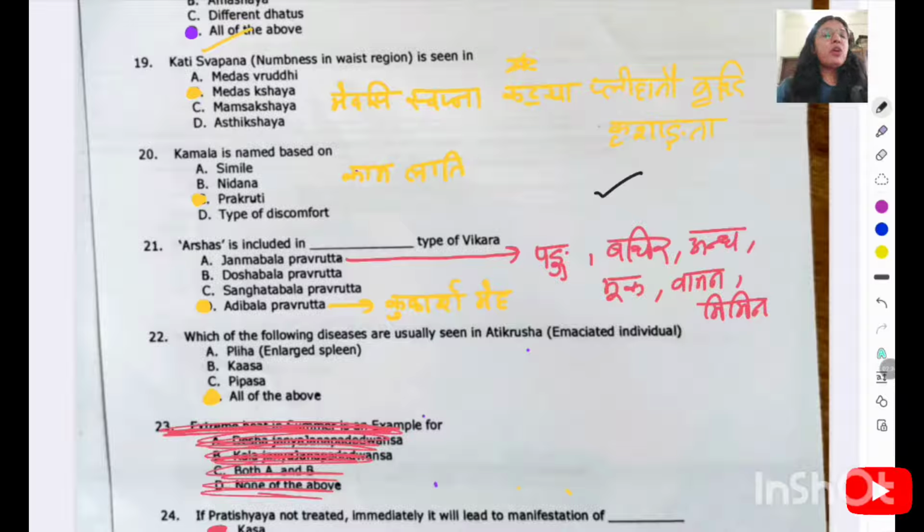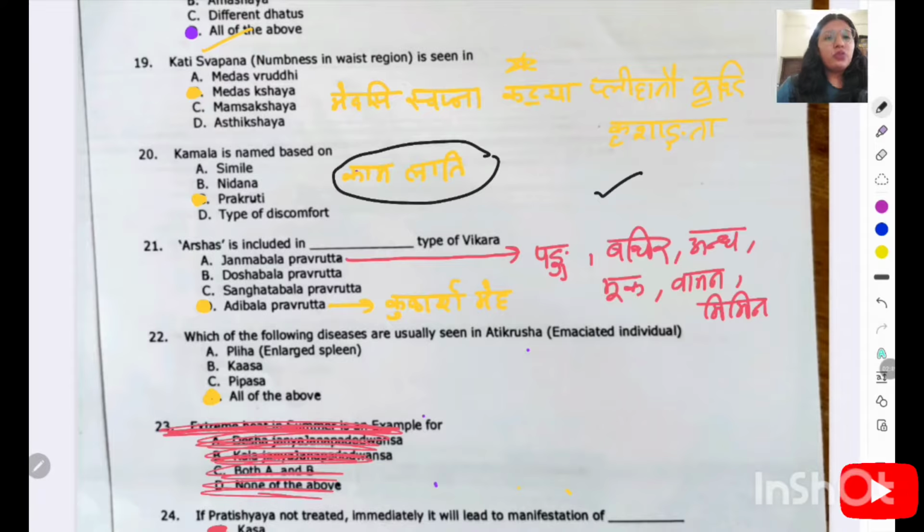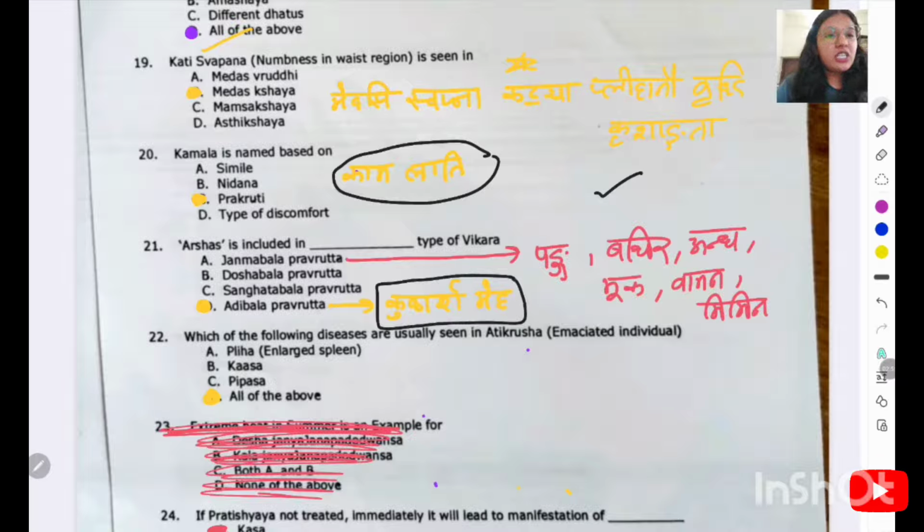Kamala is a type of Kamalati: a person has no desire for food, so due to its Prakriti we give Kamala as the nomenclature to this disease. Arshas is included in which type of Vikara? Actually you have to remember two diseases, Kushtha and Arshas, which are mentioned in Adibala Pravritta. Adibala Pravritta means there are 2 types, Shukraja and Shonitaja.